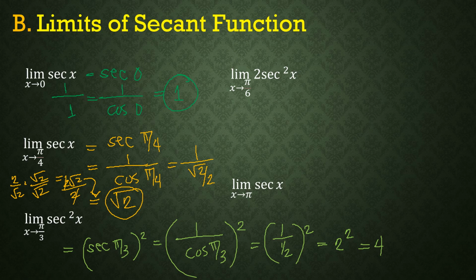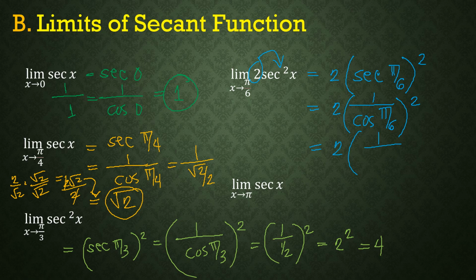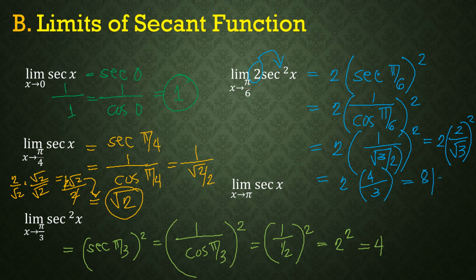So next we have the product of 2 and the square of secant x. Let x be pi over 6, so we have 2 times secant pi over 6 squared, and that will be 2 times 1 over cosine pi over 6 quantity squared. Cosine pi over 6 is equal to square root of 3 over 2. So that will be 2 times the square of 1 over square root of 3 over 2, so 2 over square root of 3 quantity squared. We're going to square 2, so we have 2 times 4, and square root of 3 squared is 3, so we have 3 here. Our answer is 8 over 3.